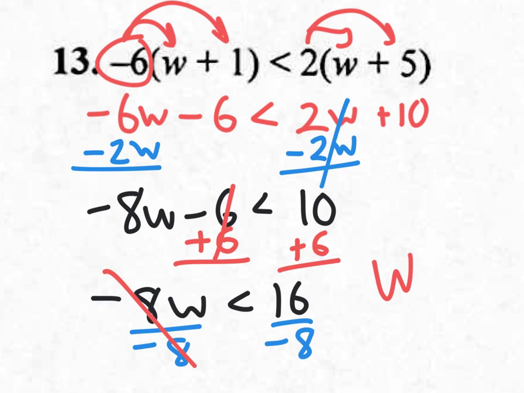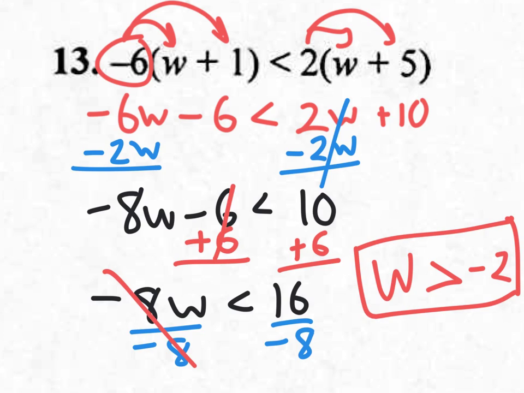So W is greater than, instead of less than, -2 would be your final answer. W is greater than -2. Again, we flip this inequality symbol because we divided by a negative on both sides. If this would have been a +8, I would have divided by +8, I wouldn't flip it. But because I'm dividing by a -8, dividing by a negative, that means I need to flip that inequality symbol and make it the other way. Make it point in the other direction.